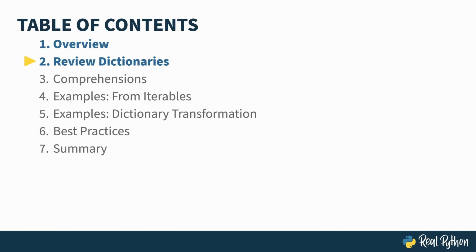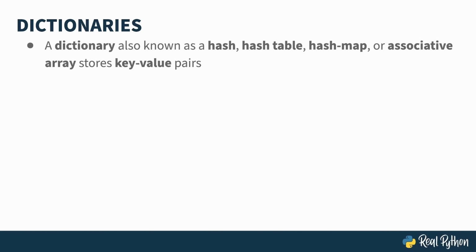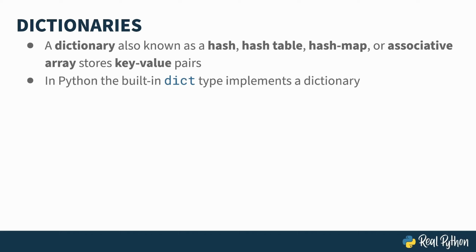In the previous lesson, I gave an overview of the course. In this lesson, I'll give a quick review of dictionaries and how you construct them without a comprehension. A dictionary is a data structure that maps values to keys. This kind of structure is also known as a hash, hash table, hash map, or associative array. Python has a dictionary built in, and it's called the dict.